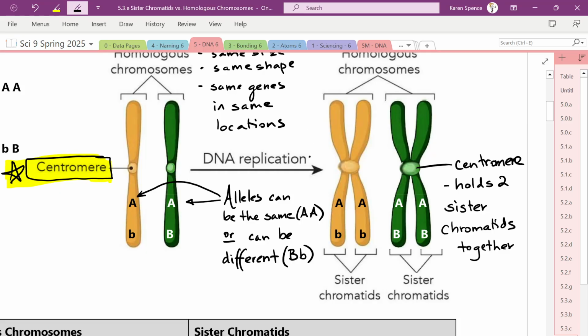You should know the word DNA replication. When does DNA replicate? Tell your partner, when does DNA replicate?